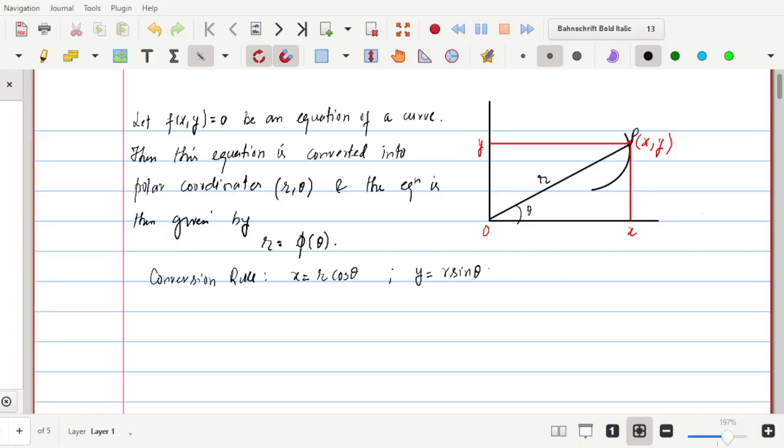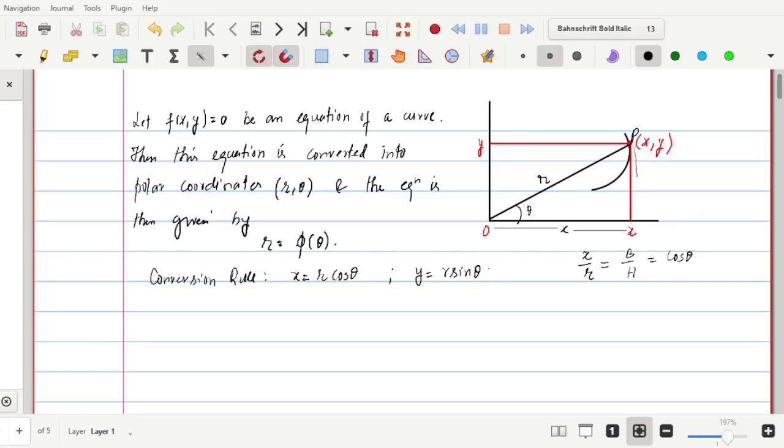Then if we look at this x divided by r, where this distance is x here, this is actually equal to base divided by hypotenuse, and we know base divided by hypotenuse is equal to cos theta. So this equation gives us x is equal to r cos theta.